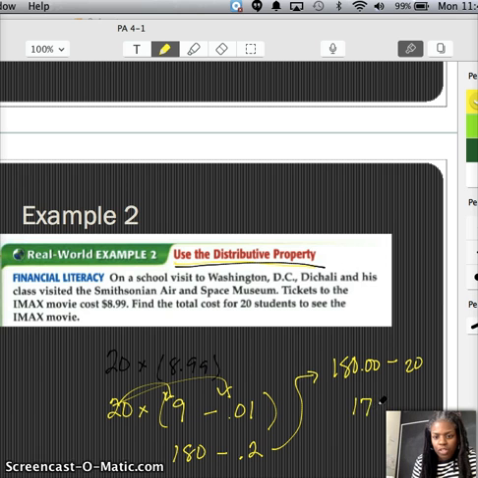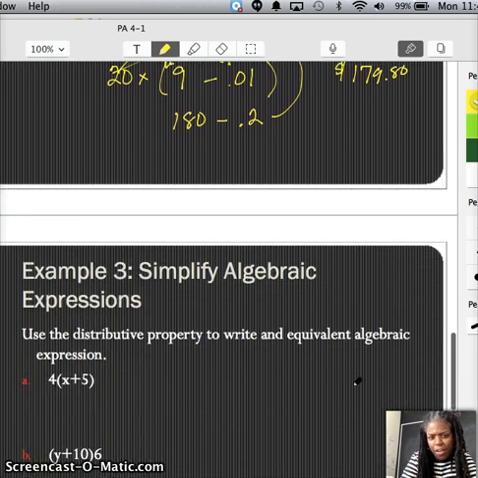So I end up with $179.80 as the cost for all of the students in T'Challa's class going to see the IMAX movie for $8.99. Make sense? All right. I know it's a little bit forced, but again, we're practicing a new skill, so just go with it.